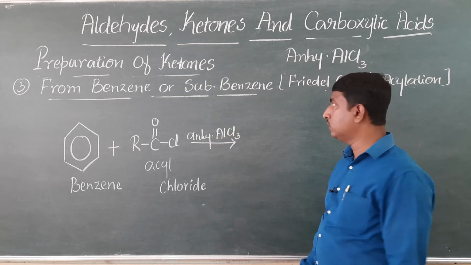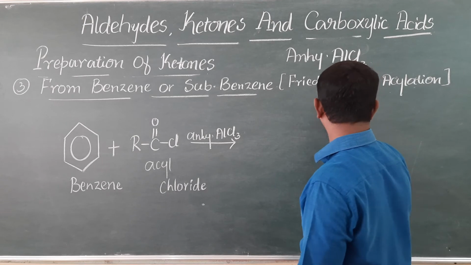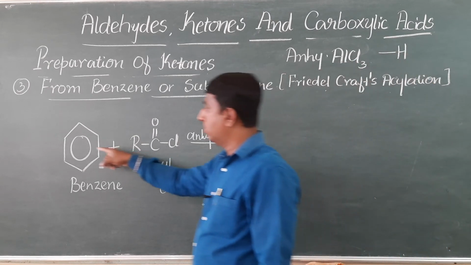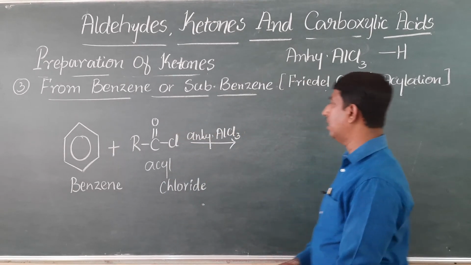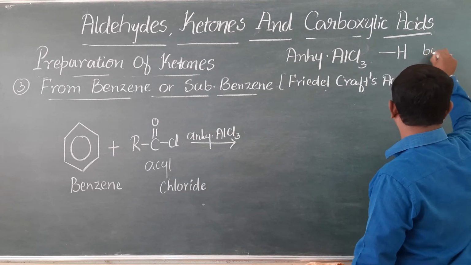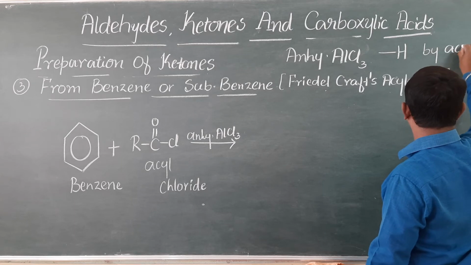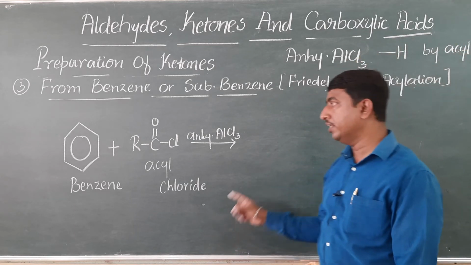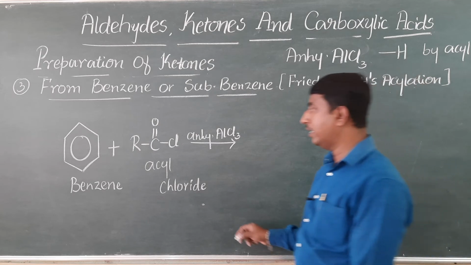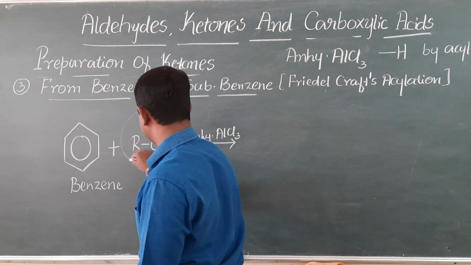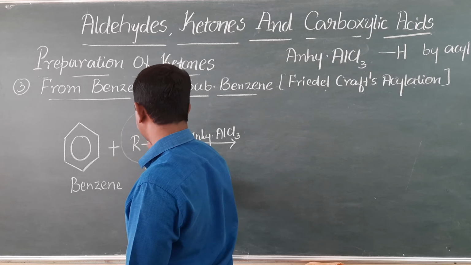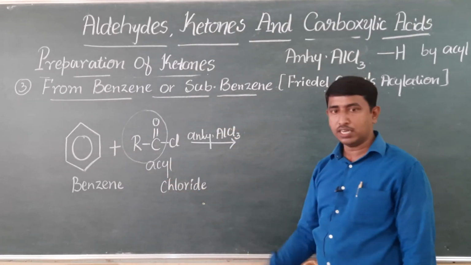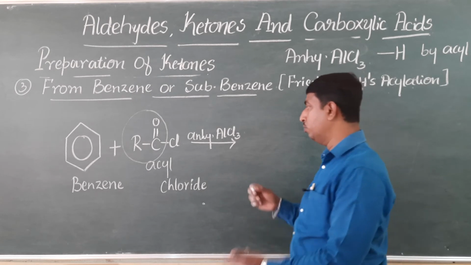Acylation occurs. What is acylation? Replacing a hydrogen atom of the benzene ring. The hydrogen atom of the ring is replaced by an acyl group. This is the acyl group, C double bond O. So hydrogen gets replaced by acyl group.